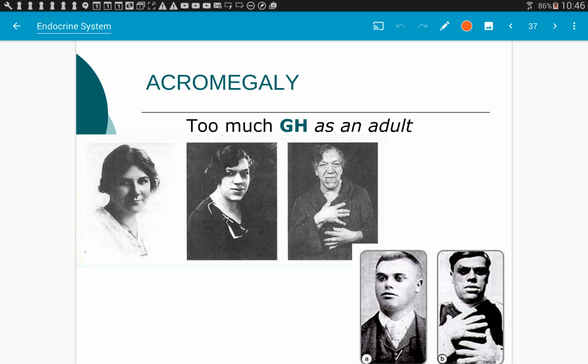Okay, another example, this is where as an adult, your anterior pituitary gland is producing too much growth hormone. So you're done growing, but then your anterior pituitary is starting to release too much growth hormone. That disorder is called acromegaly. And so I have 2 examples here.